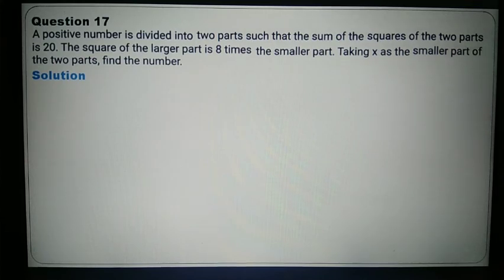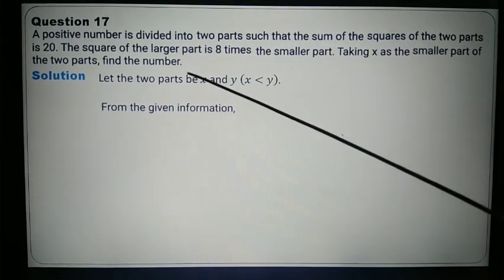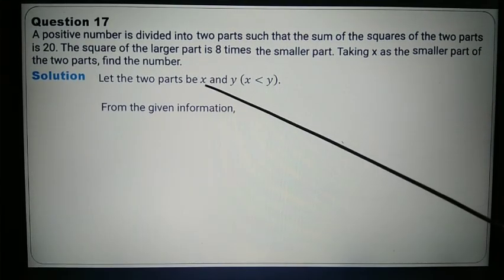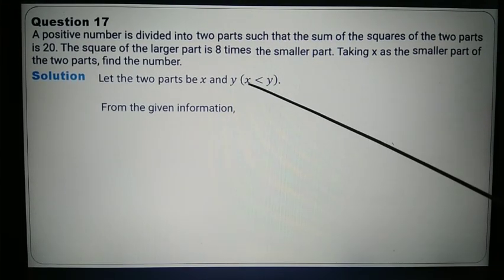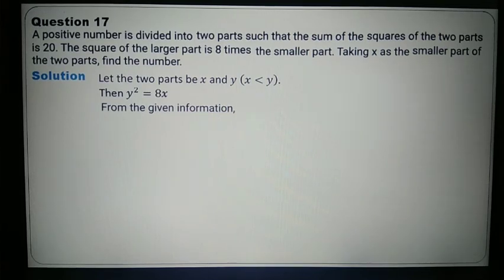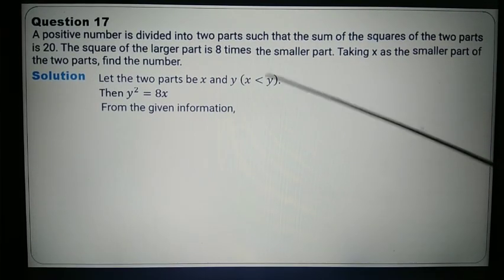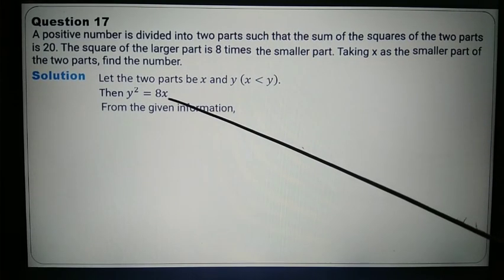So there is a number, and it is divided into two parts. Let me call those two numbers x and y. So 20 is divided into two parts and I am calling them x and y. I am calling x the smaller part, because the question says take x to be the smaller part. Now what the question is saying is the square of the larger part, y square, is 8 times the smaller part.